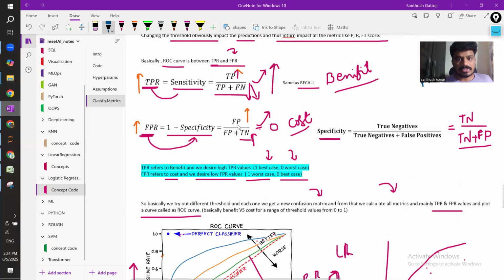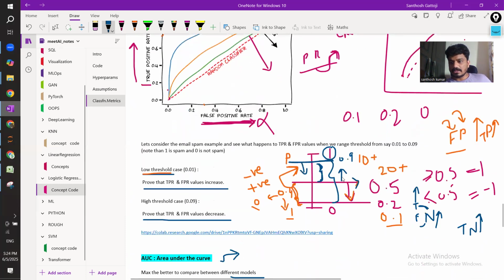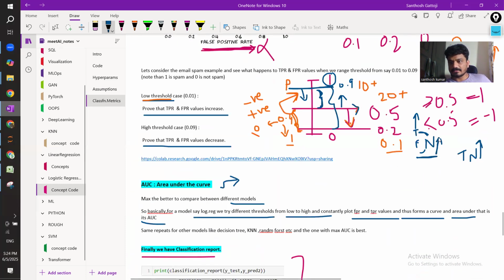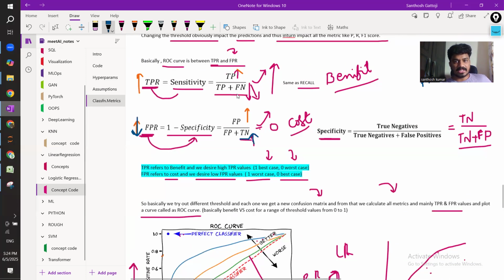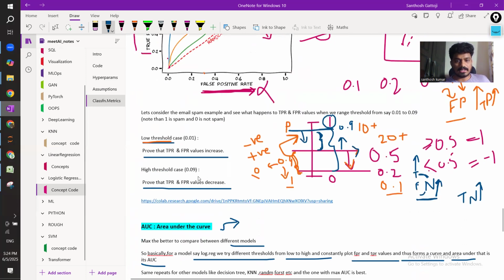Now if you see, if TN is increasing, in the denominator, this value will decrease. And what is the other thing? FN is increasing. Here also, if FN is increasing, TPR will decrease. So that means both are decreasing. In the higher threshold case, both are decreasing. In the lower case, both are increasing. So if you take lower and lower thresholds, you will have higher values of TPR and FPR, and with a high threshold you have lower values.